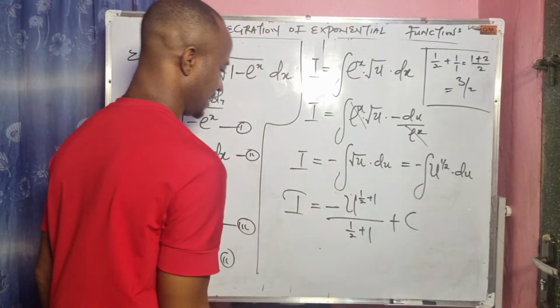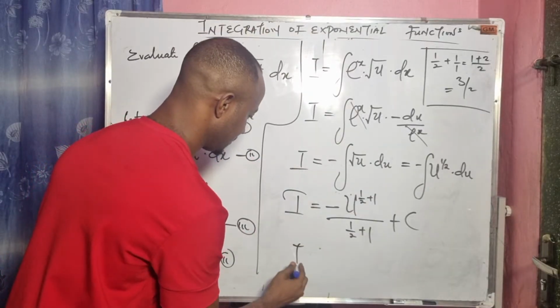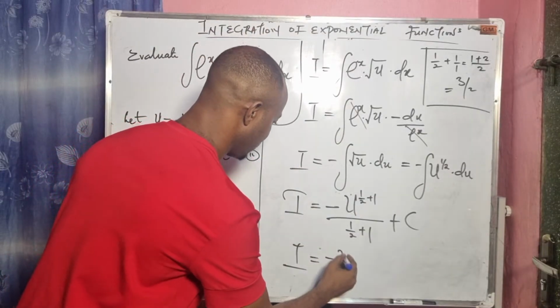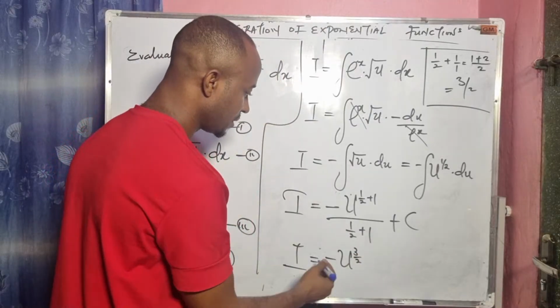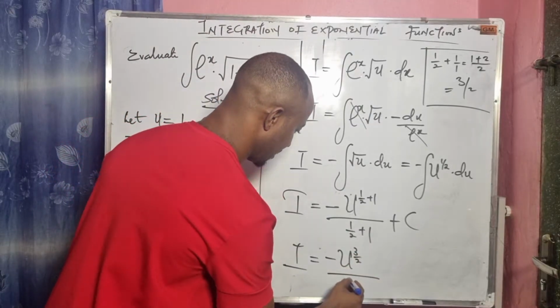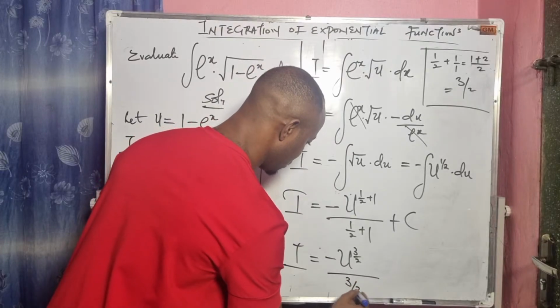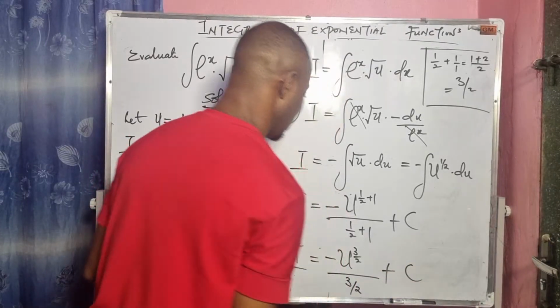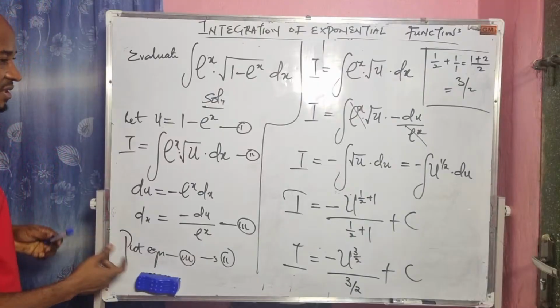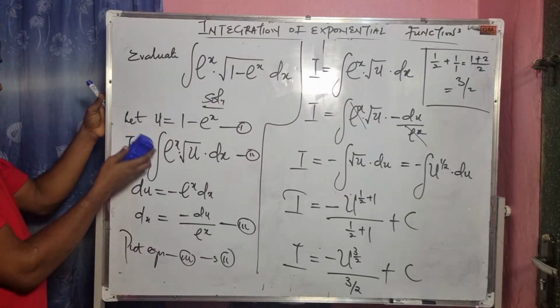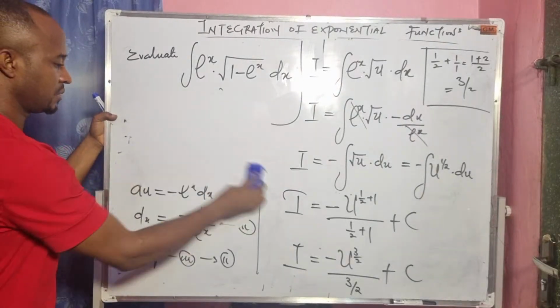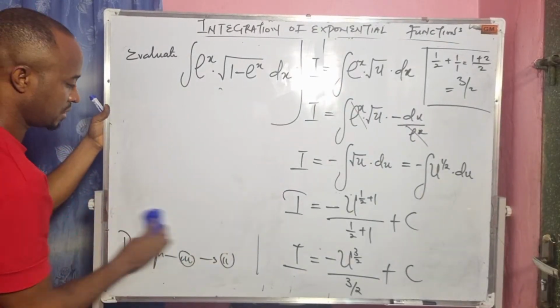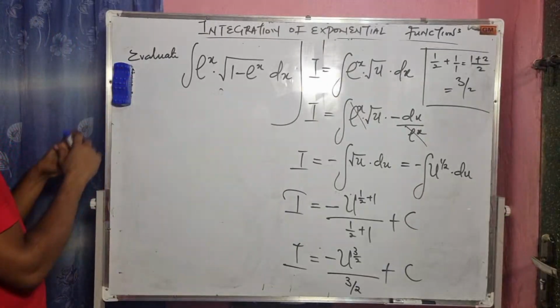So here we will have our integral I equals minus u to the power of 3 over 2, divided by 3 over 2, plus c. We are not done. Let's evaluate. Let's finalize the answer. Please take note of all of this. Let's finish up what we have.